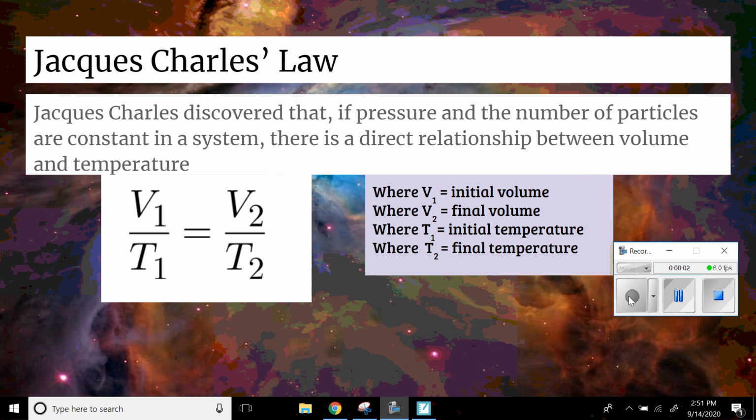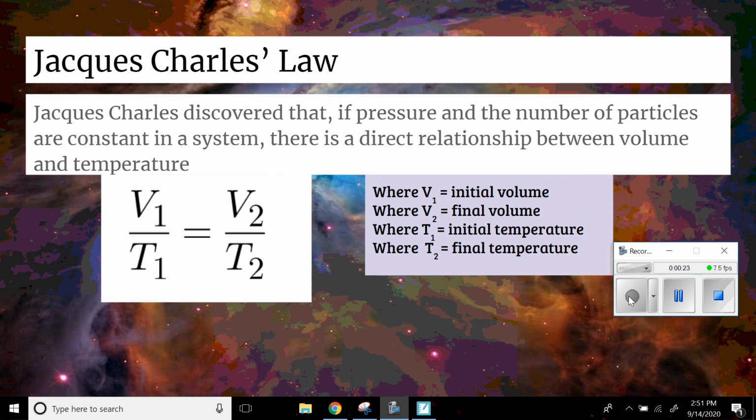Here we are on Jacques-Charles law. So Jacques-Charles, using kinetic molecular theory as his guide, discovered that if pressure and the number of particles in a system are constant, there's a direct relationship or a linear relationship between volume and temperature.